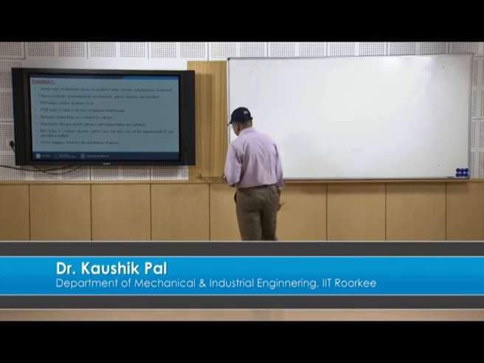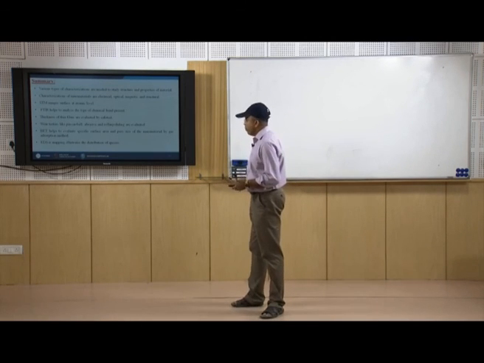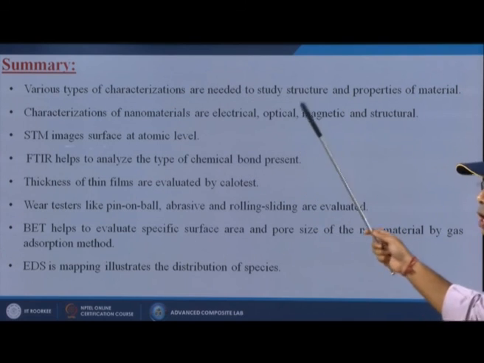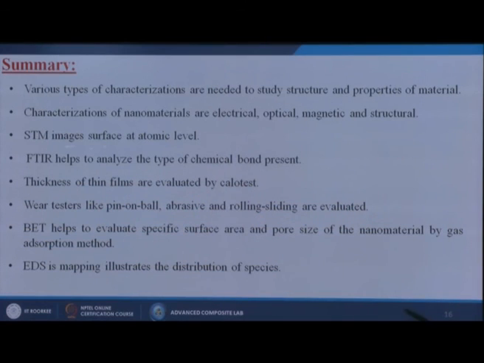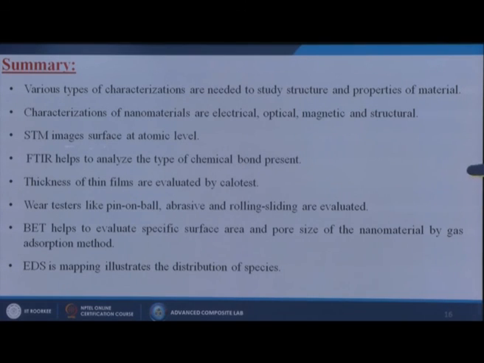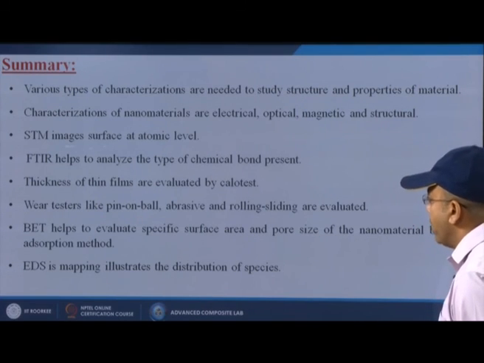So, now we have reached our last slide, which is nothing but the summary of this particular lecture. Various types of characterizations are needed to study the structure and properties of materials. Characterization of nanomaterials can be electrical, optical, magnetic and structural. STM images the surface at atomic level. FTIR helps to analyze the type of chemical bond present, that means the chemical structure of that particular material. Thickness of thin films is evaluated by the calo test. Wear testers like pin on ball, abrasive, and rolling and sliding are evaluated. BET helps to evaluate specific surface area and pore size of the nanomaterials by gas absorption methods.